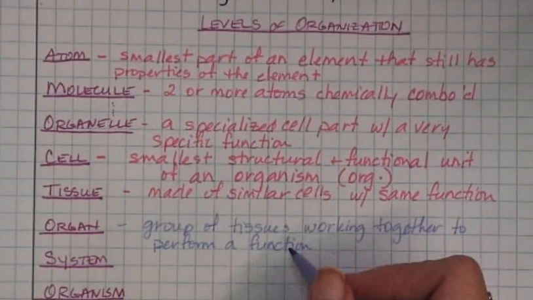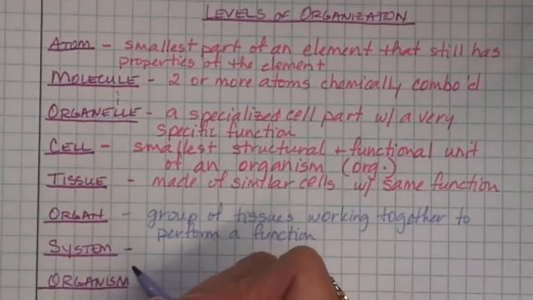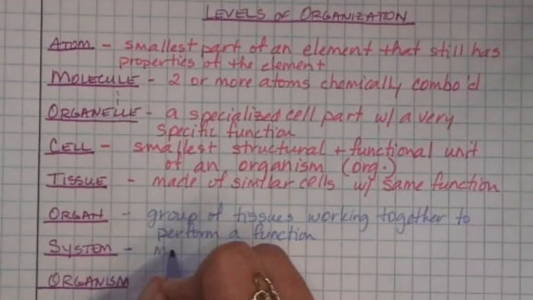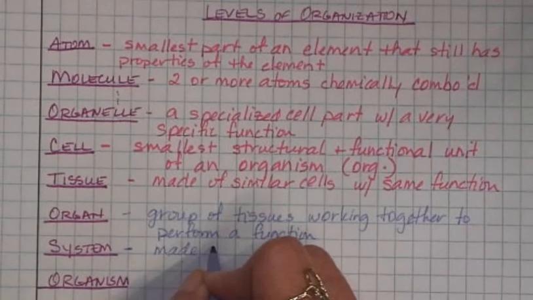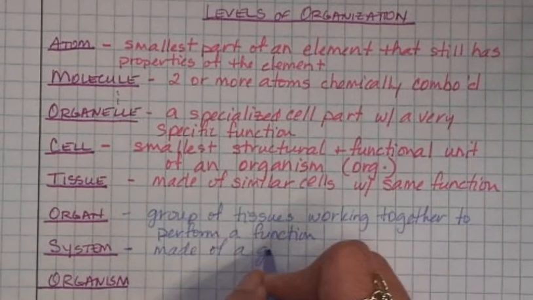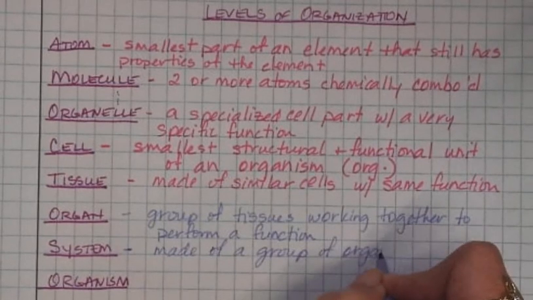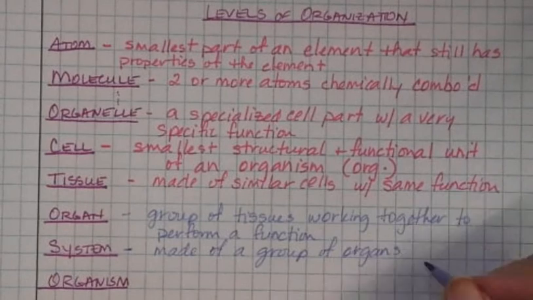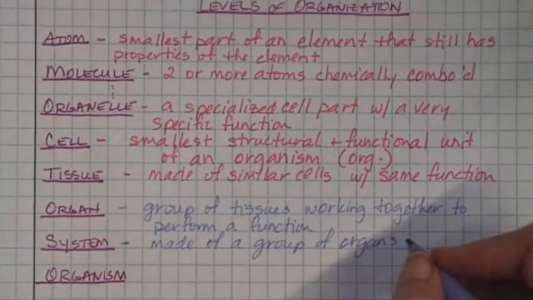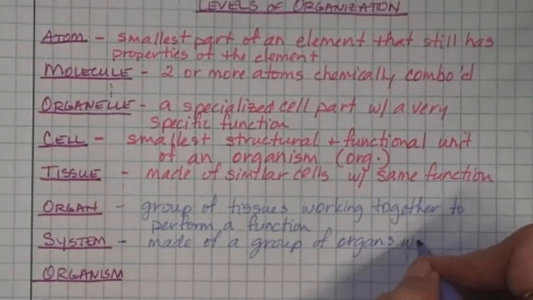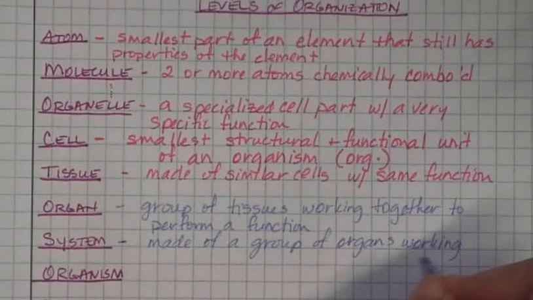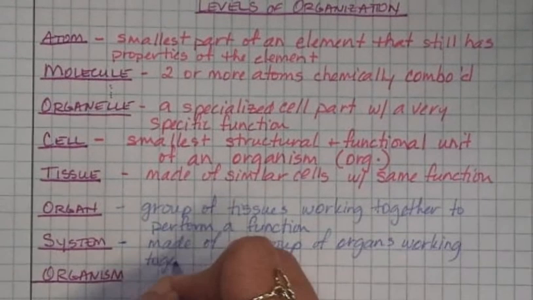And then finally we have a system, and when you have an organ system or a system, it's made of a group of organs that are working together to perform a specific function again, or multiple functions. Sometimes it has more than one job.